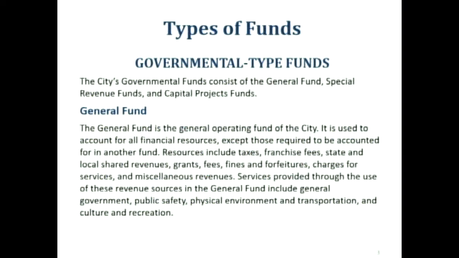What kind of funds do we have in the city? We have governmental type funds, and the city's governmental funds consist of our general fund, special revenue funds, and capital project funds. The general fund is the general operating fund of the city. It's used to account for all financial resources except those required to be accounted for in another fund. Resources include taxes, franchise fees, state and local shared revenues, grant fees, fines, forfeitures, charges for services, and other miscellaneous revenues. Services provided through the use of these revenue sources in the general fund include general government, public safety, physical environment, and transportation and cultural and recreation.